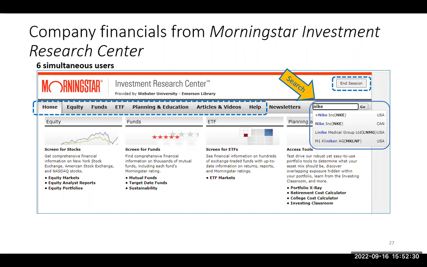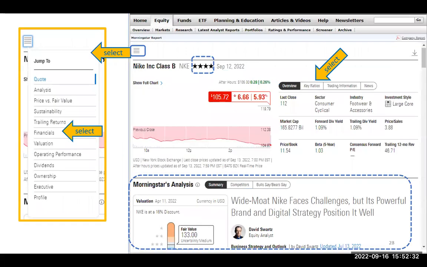Let's search for Nike. From Nike's report, Morningstar's analysis includes independently researched analyst reports and ratings, including buy-sell recommendation, fair value estimates, and their proprietary star ratings. From the company report, you may jump to key ratios. Let's look at these and then use the menu to jump to the financial section.